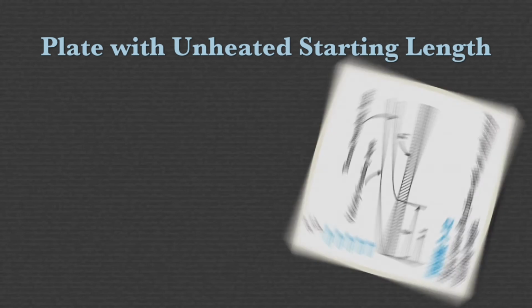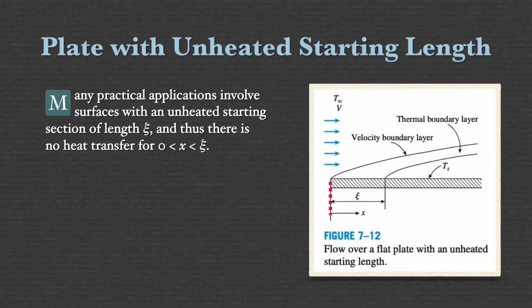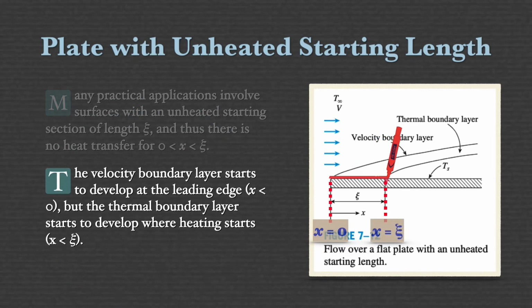Many practical applications involve surfaces with an unheated starting section of length ξ. Thus, there is no heat transfer between x equals 0 and x equals ξ. In such cases, the velocity boundary layer develops at the leading edge. Still, the thermal boundary layer starts to develop where heating starts, when x equals ξ.